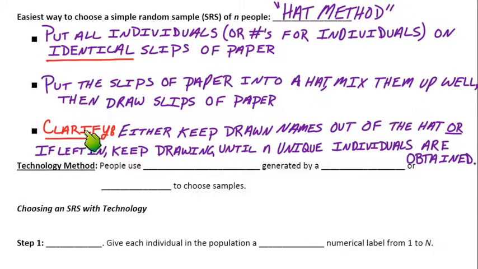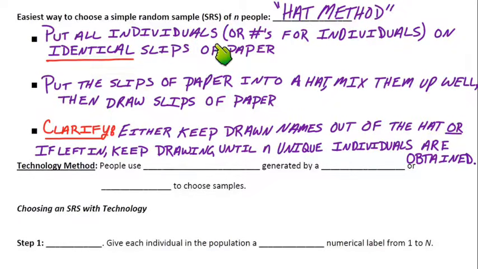So you just got to be kind of clear. Are you going to draw people's names and leave them out of the hat, or are you going to keep them in the hat because you're lazy? You got to say, oh well, what if I draw the same person twice? You're going to say I'm going to keep drawing until I have 25 unique individuals or 100 unique individuals, and so forth. So that's the hat method.